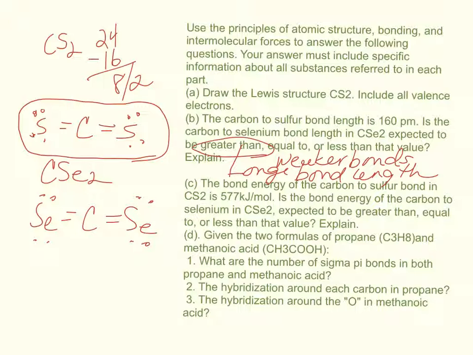The bond energy of the carbon to sulfur bond in CS2 is 577. Is the bond energy of the carbon to selenium in CSe2 expected to be greater than, equal to, or less than that value? Well, we would expect that it is going to be less than that value, and the reason being is because the bonds are weaker. If the bonds are weaker, then the bond energy is going to be weaker. It's a direct relationship.